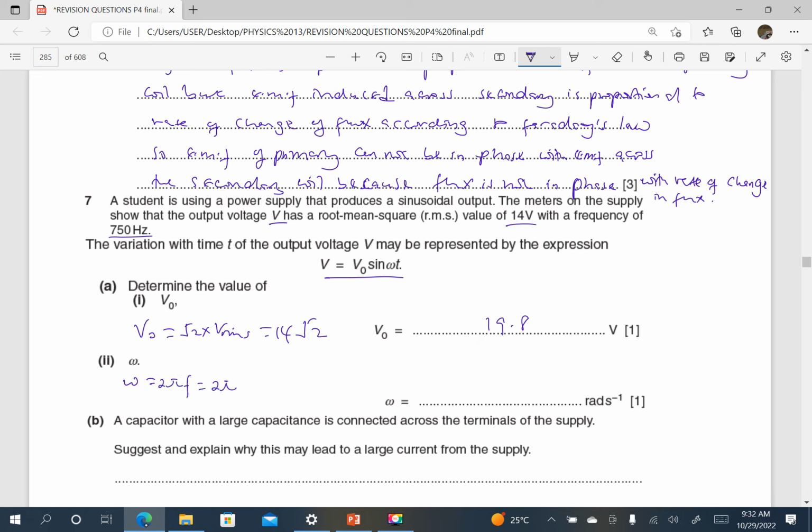Then omega, we know that omega is equal to 2 pi f. So this would be 2 pi times the frequency, which is 750, that is 2 pi times 750.